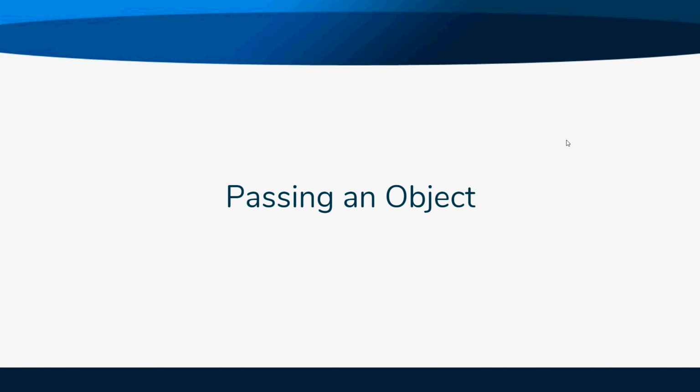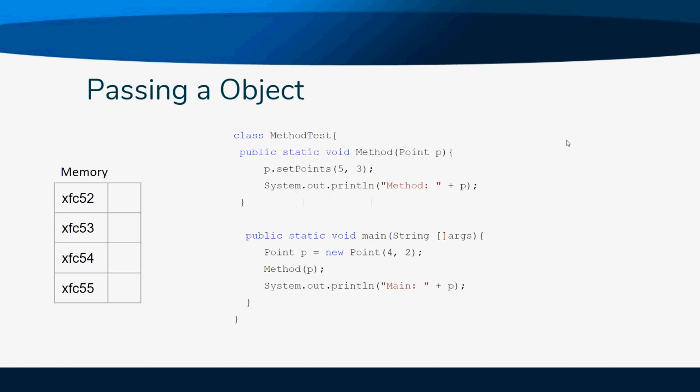Let's show you what happens with the code when you pass an object. This is the same exact code, only I've changed the int to be point. Remember how we did a point class in class? There's our point. Point p equals new point. So this time, when I instantiate my object, this is going to take up more space in memory because there's more information to store. So it's going to take up a couple of places in memory for the 4 and the 2.